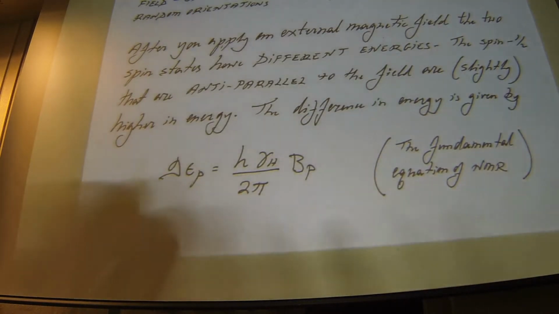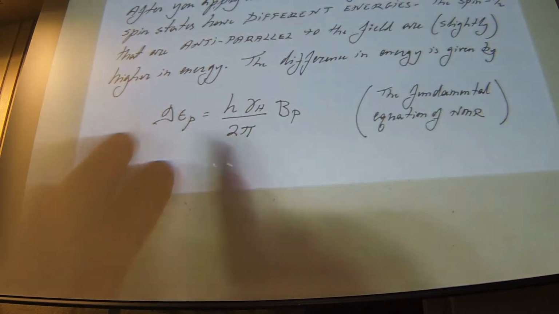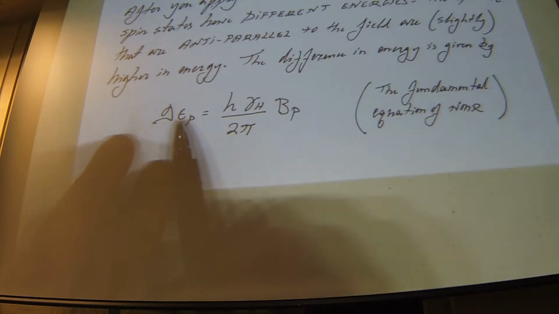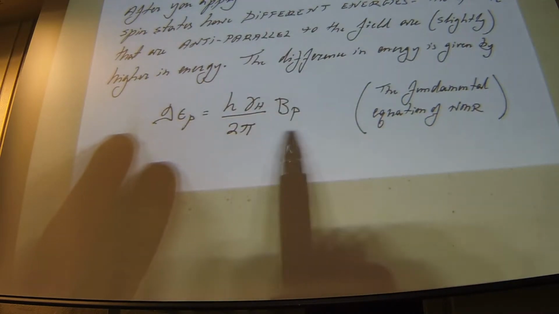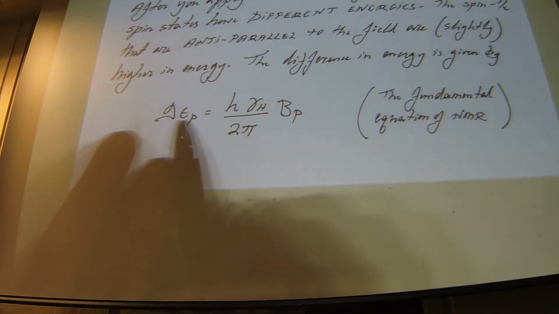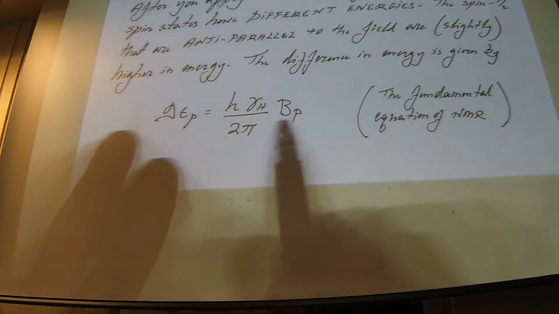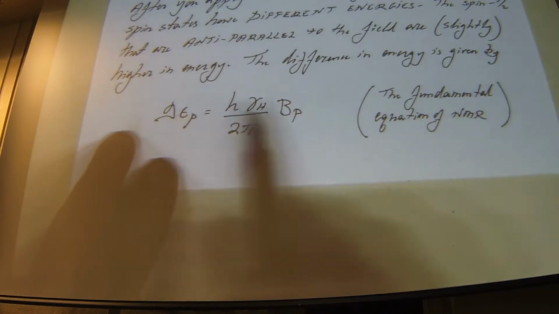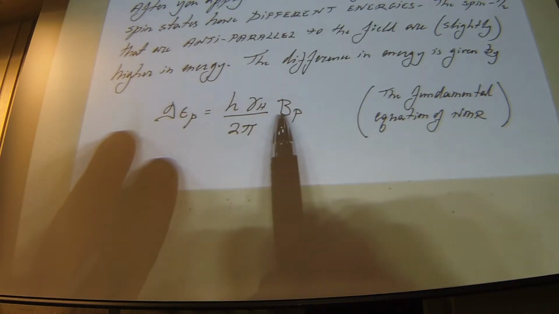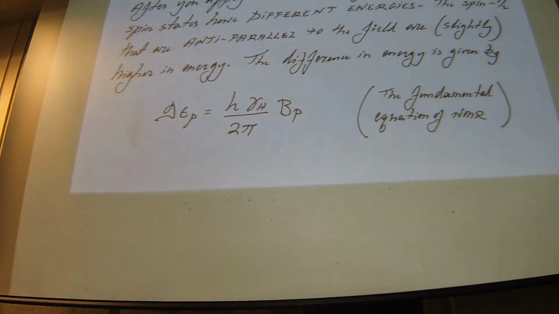Okay, so let's go through this again. Fundamental equation of NMR: the difference in energy between the two spin states is given by this constant times the field strength. So notice that the energy and the magnetic field are proportional to each other. Big field, big difference in energy. Tiny field, small difference in energy.